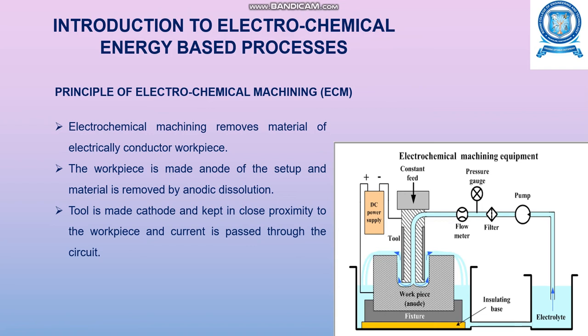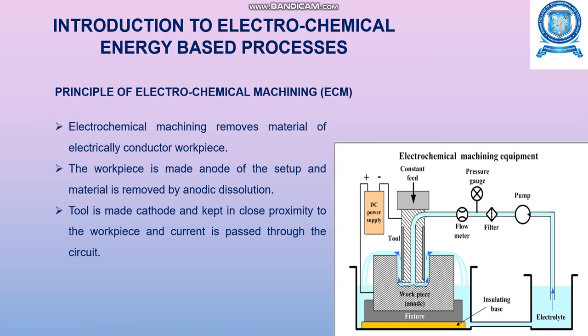this removes material of an electrically conductive workpiece, and the workpiece is made the anode of the setup, and the material is removed by anodic dissolution. You can see from the figure, the workpiece is connected to the anode, and the tool is made the cathode. So here you have the constant feed tool, and that is connected to the cathode of the power supply, and is kept in close proximity to the workpiece.